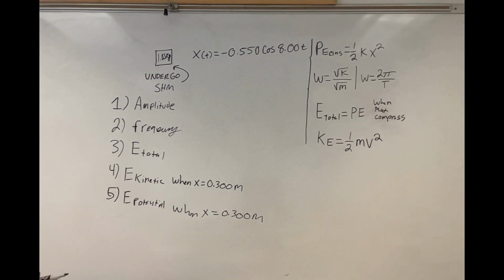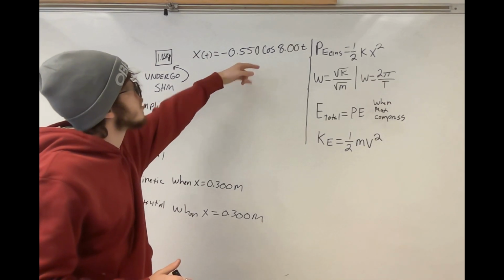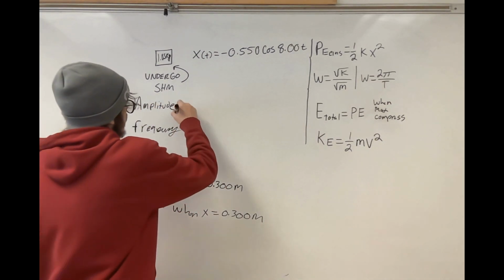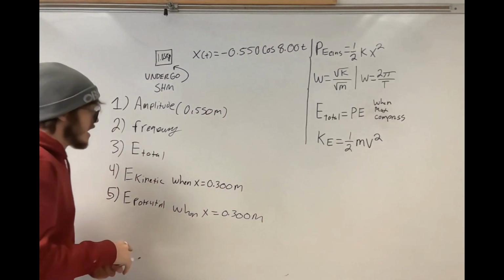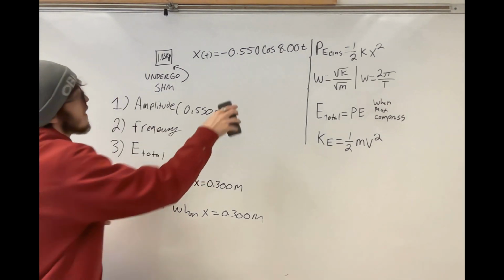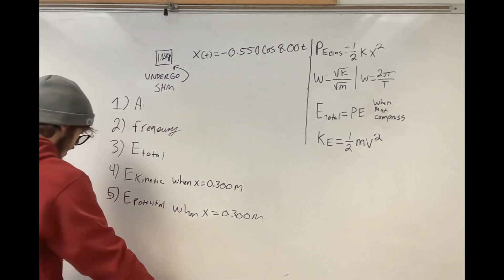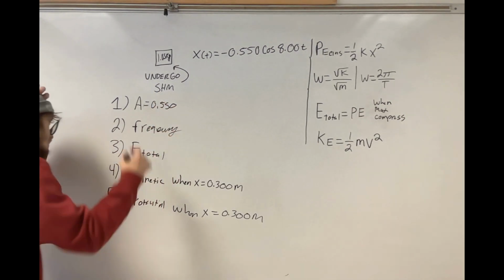What is the amplitude? Well, we know the amplitude to be the absolute value here, so it's going to be 0.550 meters. That's going to be the amplitude. I'm just going to erase and shift it over so we have some space. So I'll actually write A equals 0.550. So that's the amplitude.